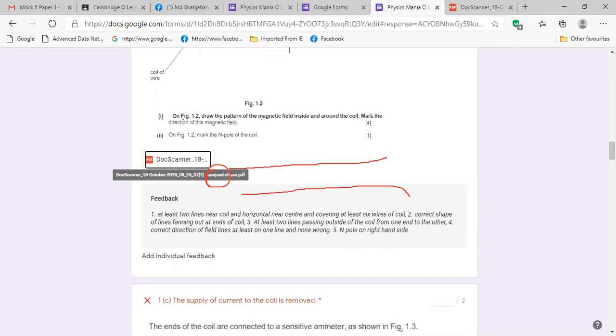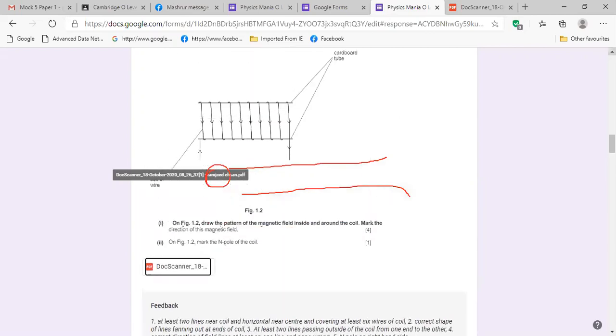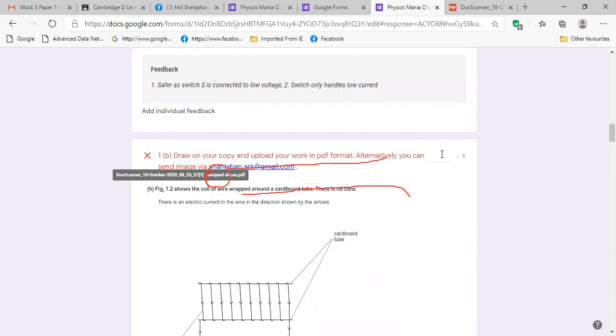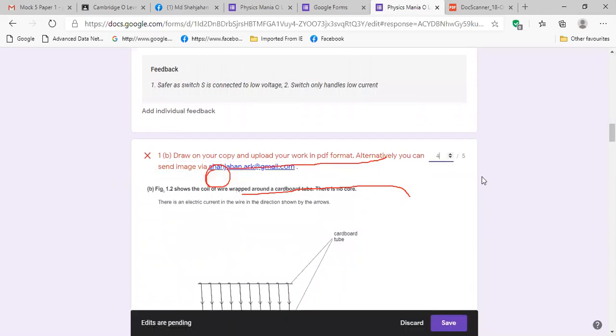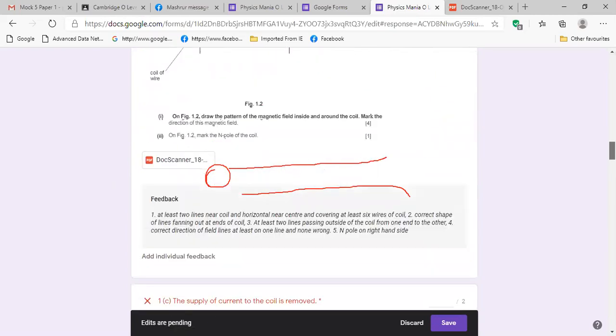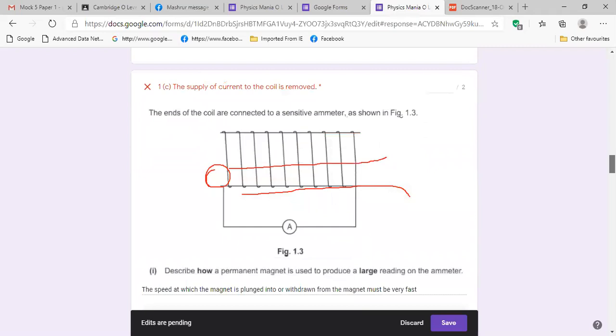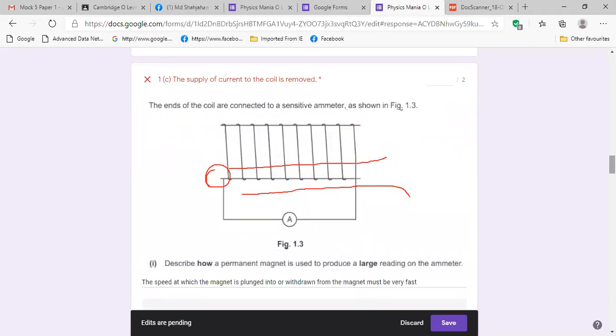Now here I want to cut one mark only. So out of 5, you are getting 4. Try to make your drawing better, especially that one, the lines intersecting each other. That is really dangerous. That is not correct.